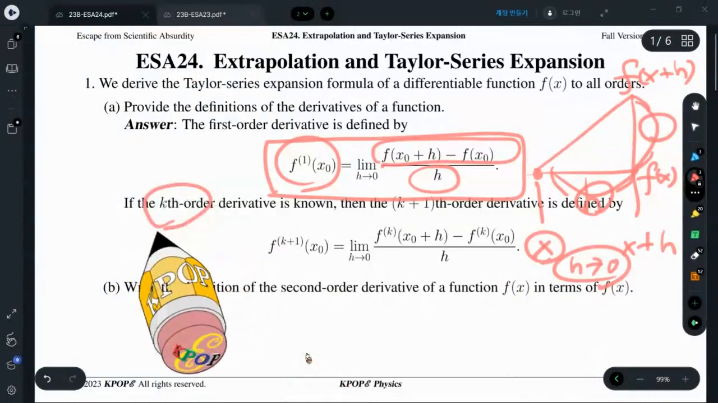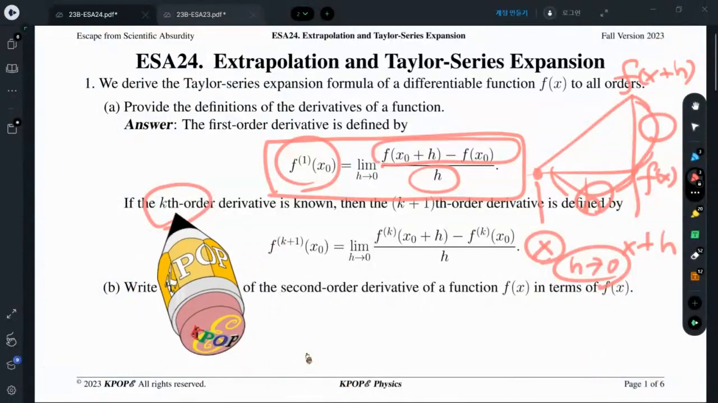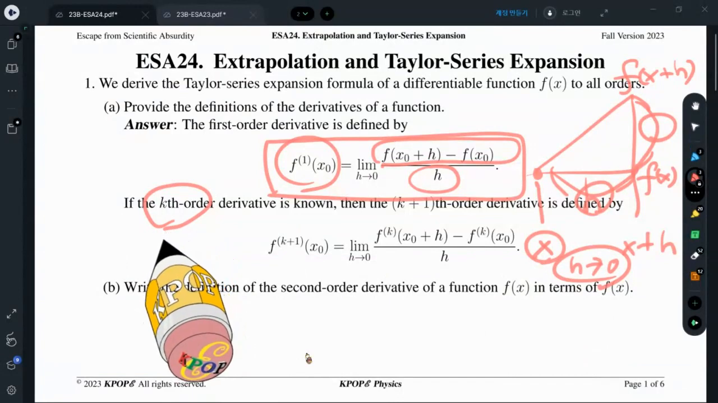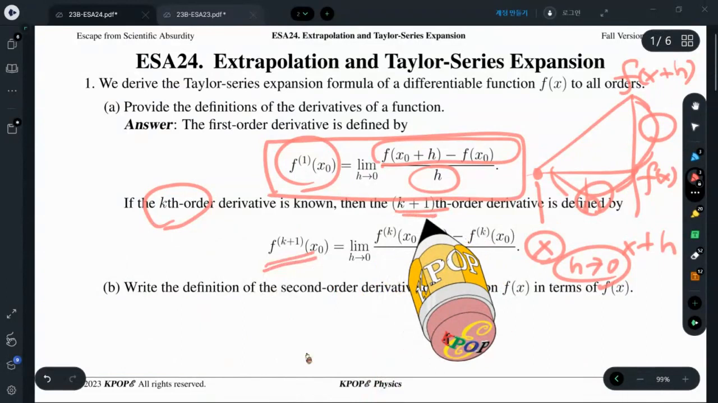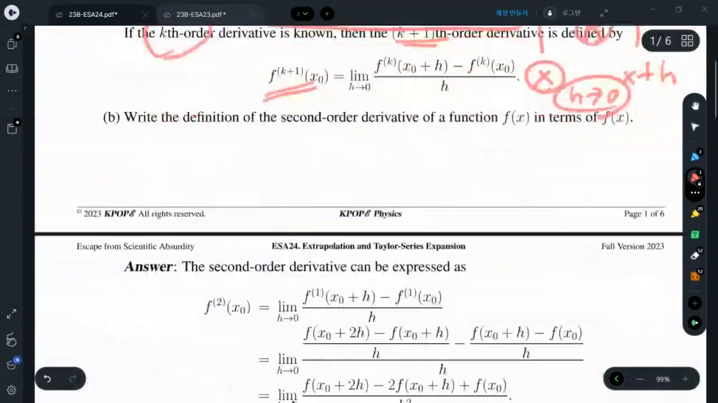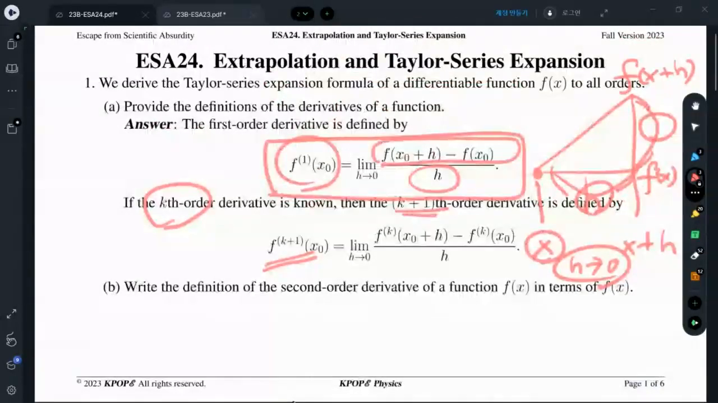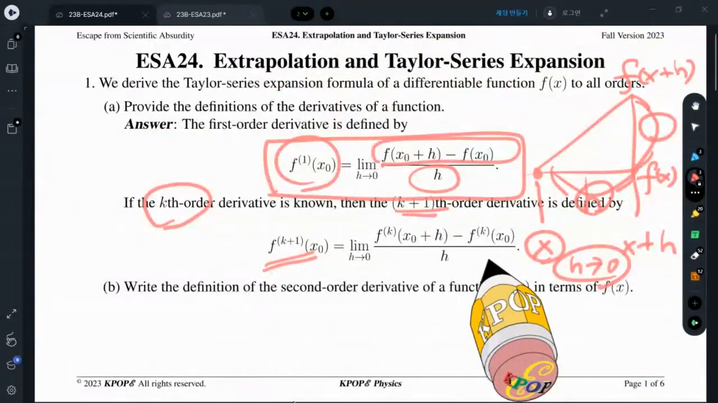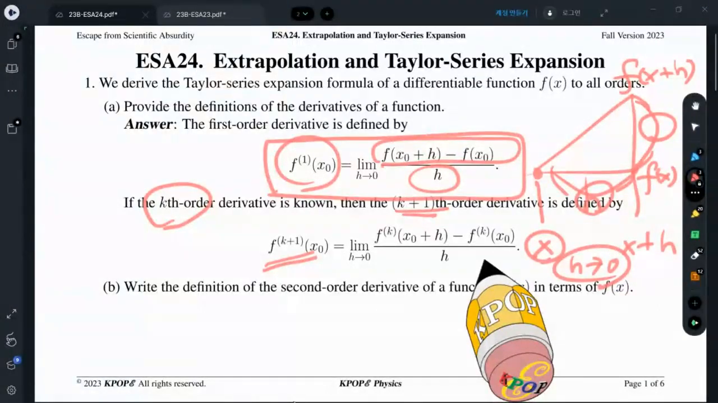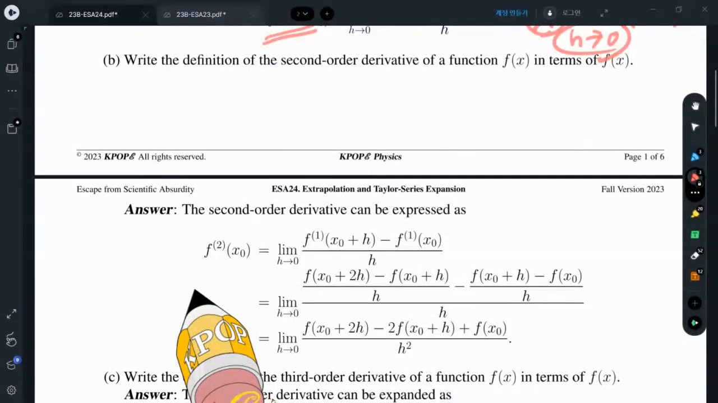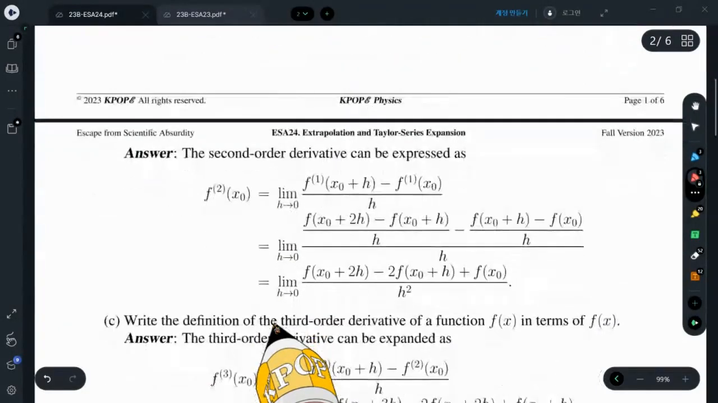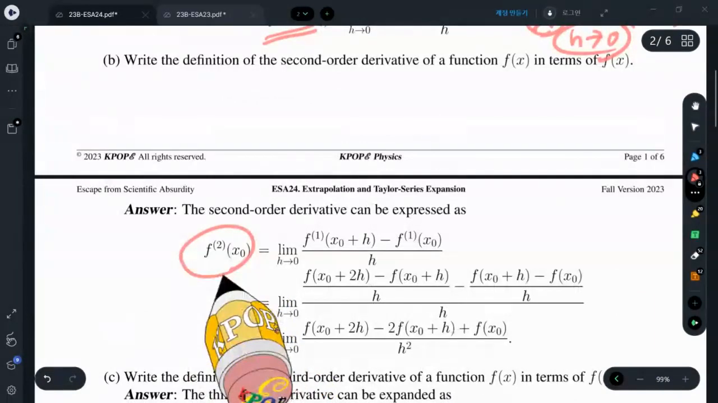Suppose that we are able to take the derivative k times, and what happens if I do the job once again? This is the k plus 1th order derivative of this function. We'd like to make use of mathematical induction to find the expression for the kth order derivative. Before that, we'd like to extend the idea to compute the second order derivative.